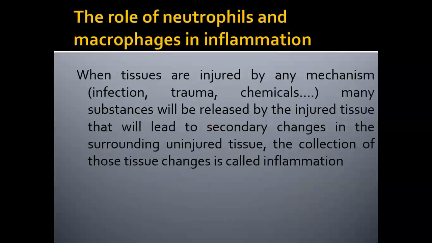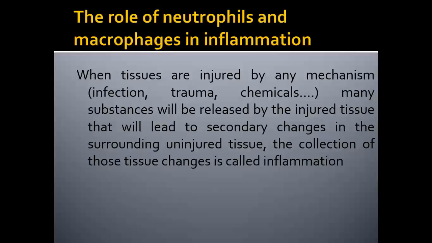Now, we come to the role of the neutrophils and the macrophages in inflammation. When you have an injury, what's the first body response to that injury? What's the first type of cells that come into that injury? What's the second type of response? The third type of response? The fourth? What is the sequence that will happen when you have an inflammatory process?